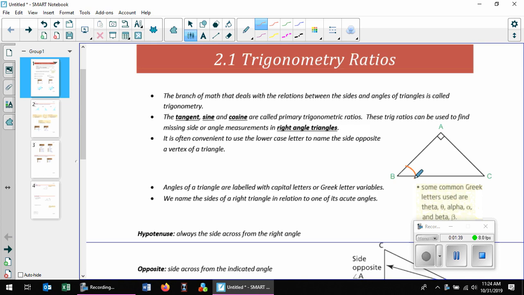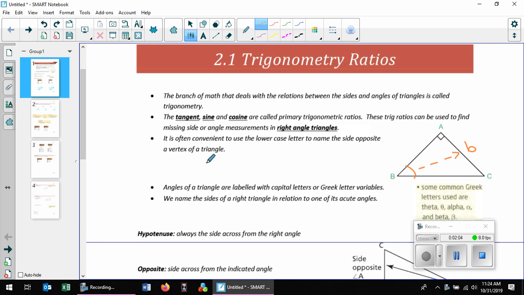To label the side, it's directly across from the vertex, and we label that with a lowercase letter. So this would be side b. Where would side a be located? Bottom. You guys are brilliant. And side c? Okay. So lowercase letters denote sides.